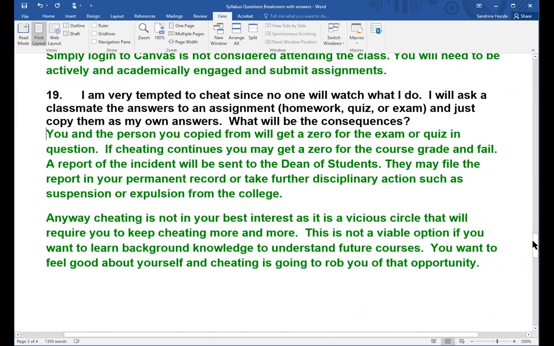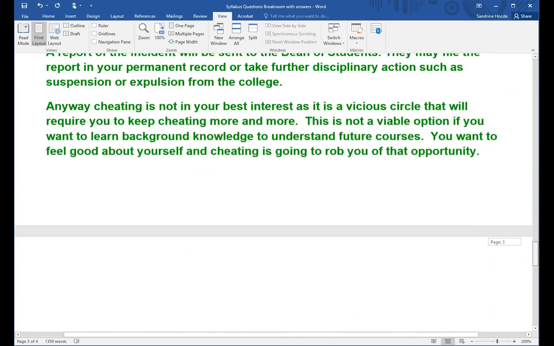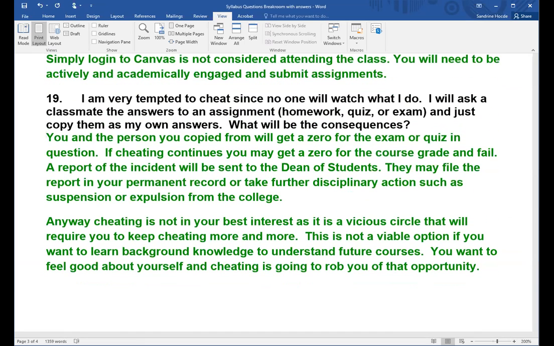So there are consequences, and I have had to do what I was warning students I would do in this case. I don't like to do that, but you and the person you copied from will get a 0 for the exam or quiz in question. And that hurts the grade a lot. So please don't do that. If cheating continues, you may get a 0 for the course grade and fail. So those are the consequences for the grade and the course.